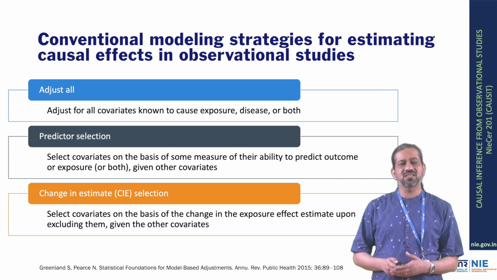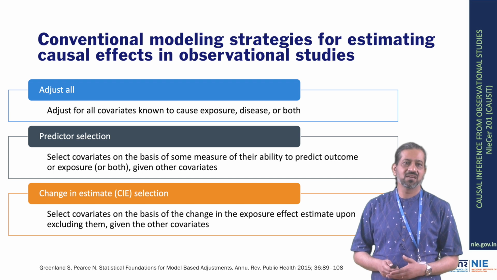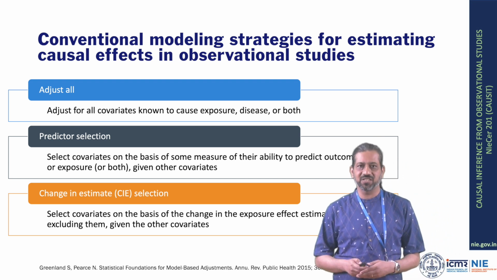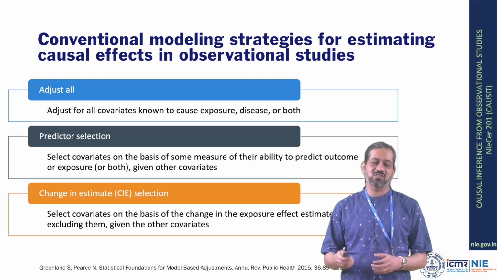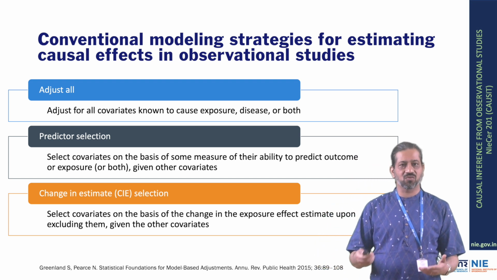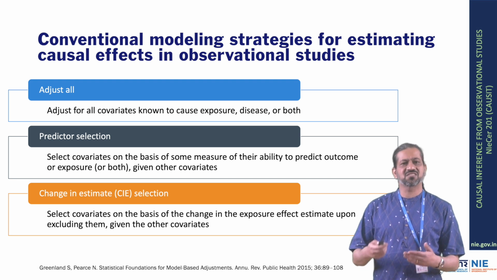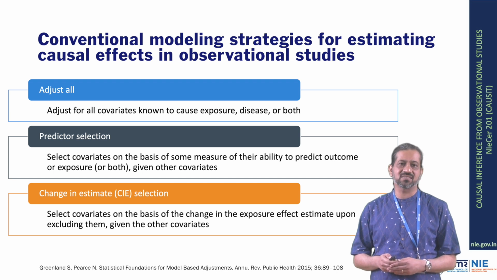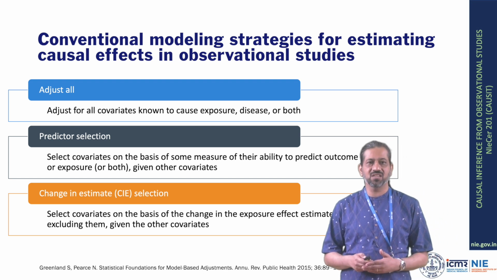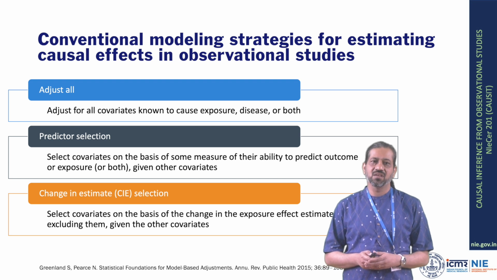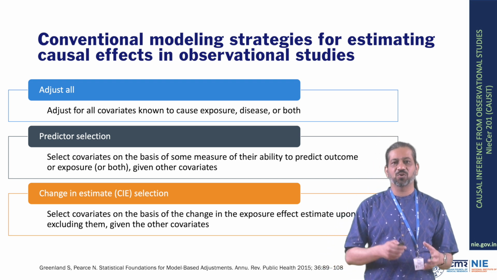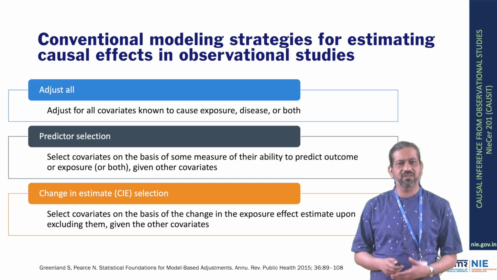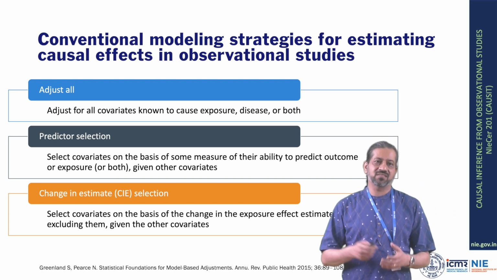The second strategy is the predictor selection strategy, wherein we select covariates on the basis of some measure of their ability to predict the outcome or the exposure or both, given other covariates. The third strategy to control for confounding and to estimate causal effects is known as the change in estimate strategy, wherein we select covariates based on the change in the exposure effect estimate, that is the change in, say, the odds ratio or the risk ratio or the rate ratio, given other covariates in the model.